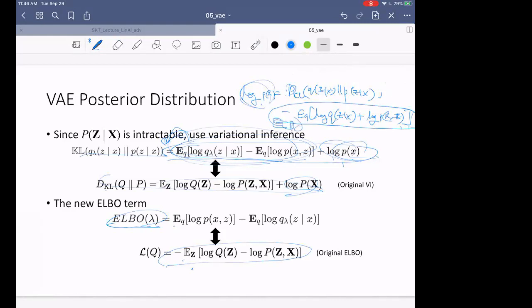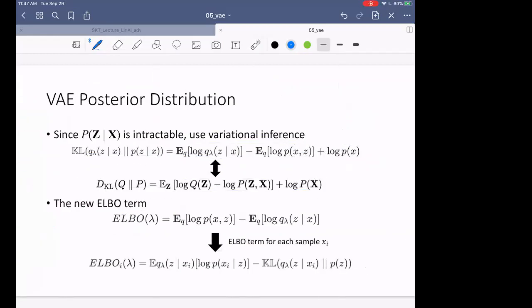And previously in original VI, this was your ELBO, but now this is your ELBO. And they look a bit different. That's because you're using QZ given X instead of QZ. So that's the only difference between the two. Right? So your ELBO compared to this looks slightly different. This term is this term, and this term is this term. That's the only difference, right?